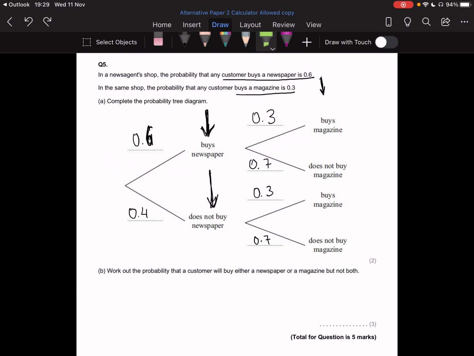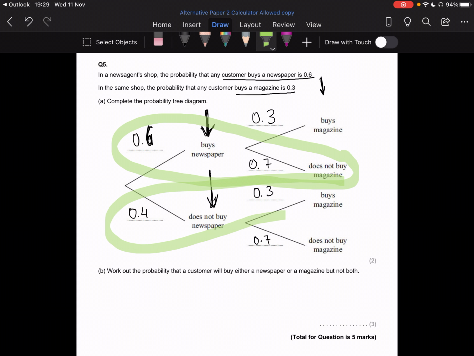The next branch says buy a newspaper and does not buy a magazine. That's what we want, because we want to buy one of them but not both. And the next branch says does not buy a newspaper but buys a magazine. We want that one as well, because that means I'm buying one of them. The last possibility is I don't buy a magazine and I don't buy a newspaper. But that's of no interest to us because we have to buy one of them. It doesn't matter which one it is.